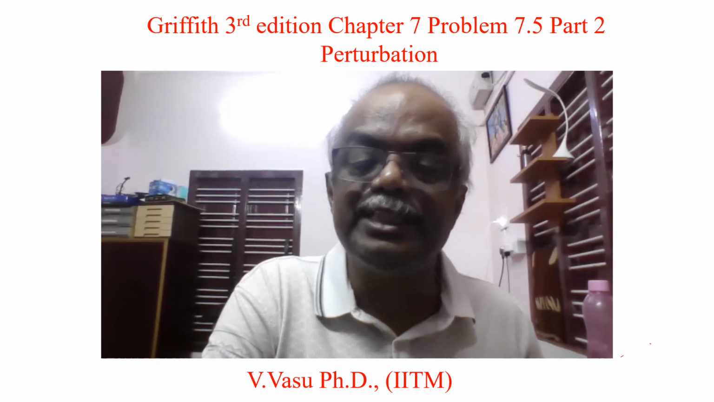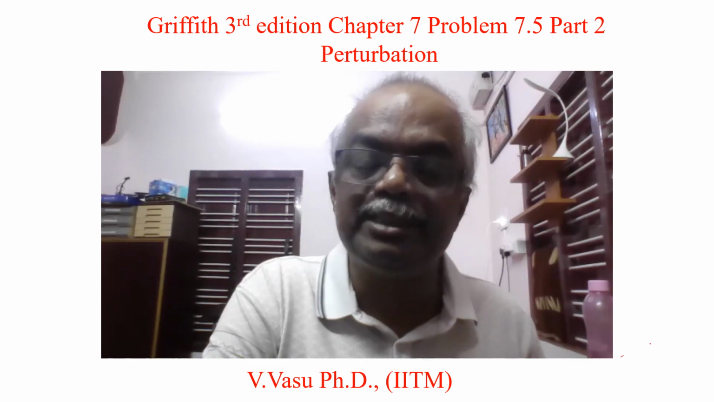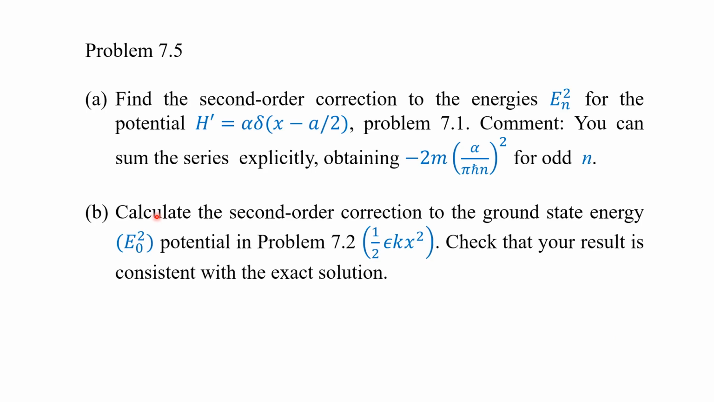So we will see the solution using the harmonic oscillator operators and solve this problem. In section B, we have to calculate the second order correction to the ground state energy E0 for the potential as given in problem 7.2.